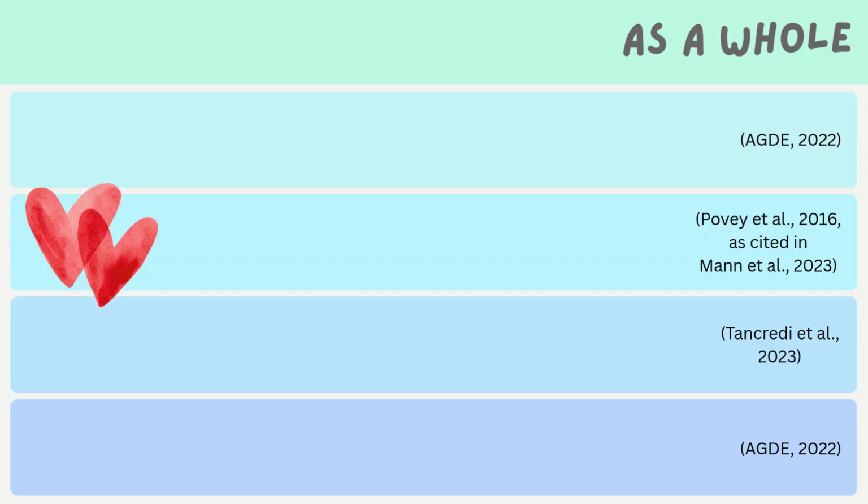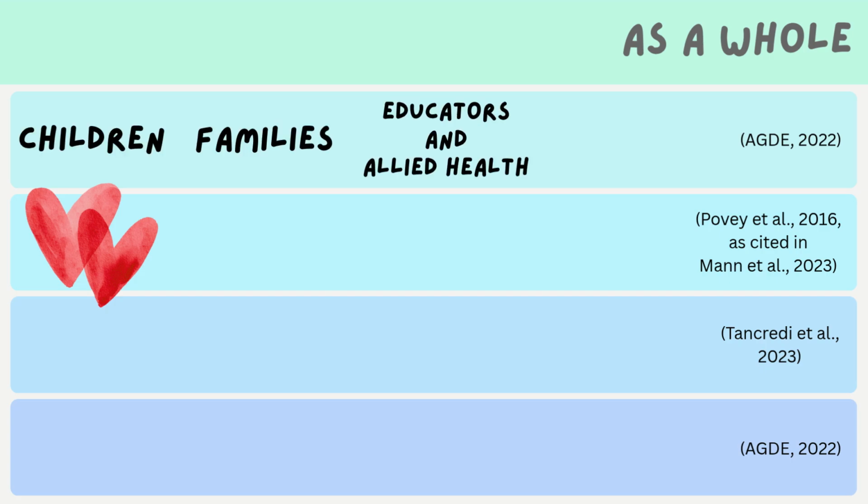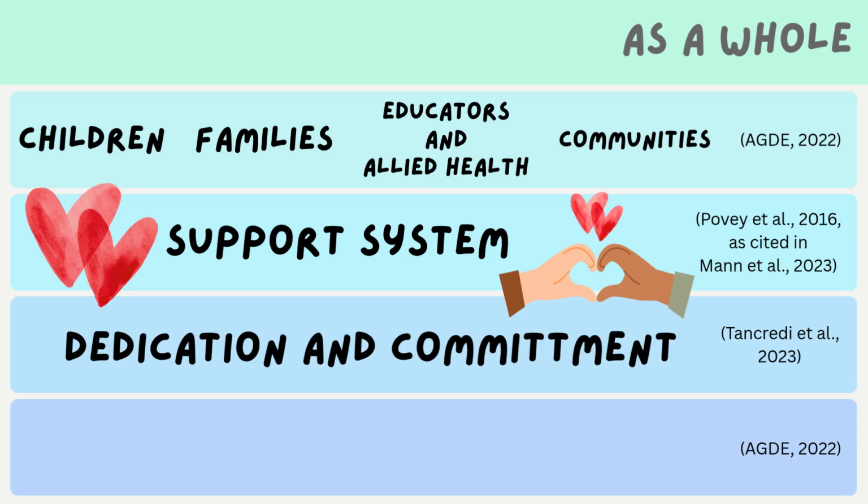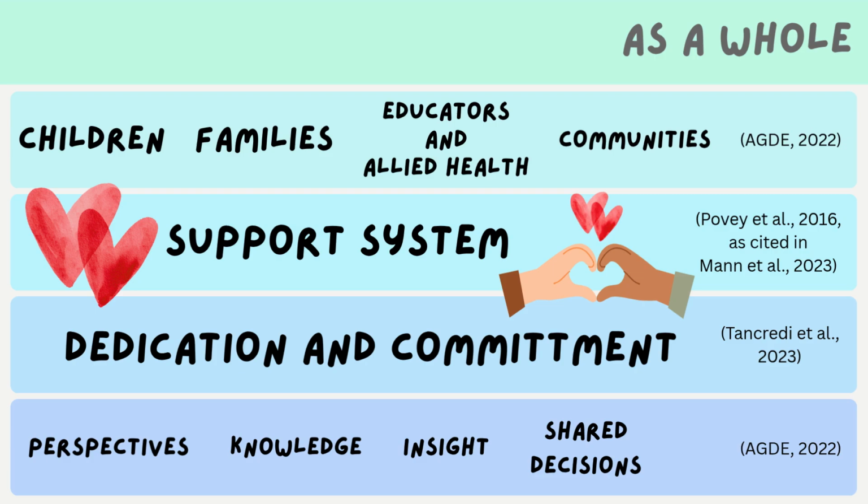Collaboration and consultation in early childhood education and care are grounded in partnerships between children, families, learning and care professionals, and communities. This connection between us becomes a web of support that significantly impacts the learning outcomes for each and every child, which, according to Tancredi and others, requires a dedicated and committed approach from all stakeholders involved. This is achieved through the value of each other's perspectives, our unique knowledge and insight into the child, and joint decision-making to support the child as a whole.